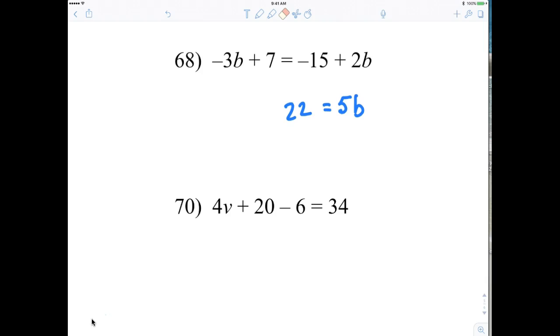I want you to do that. All right? So now in this particular case, we're going to divide by 5 to finish it off, right? So we would just now be able to say that B is equal to 22/5. Any questions or concerns with that?